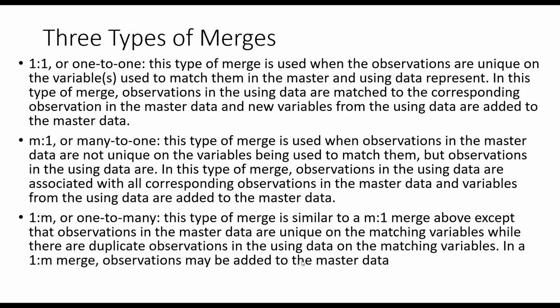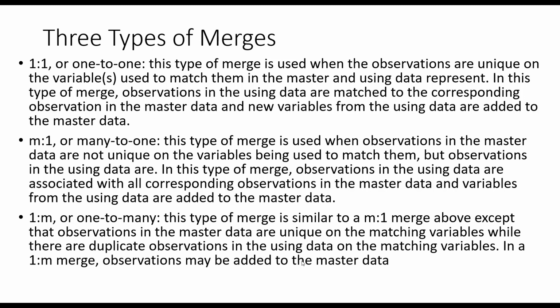The second type of merge is called a many-to-one merge. And this is the type of merge that is used when observations in the master data are not unique on the variable or variables being used to match the master and using data sets, but observations in the using data are. And so what this means is you have duplicates of your matching variable or variables in your master data, but not in the using data. And so what happens in this type of merge is, observations in the using data, because that's where it's unique, are associated with all of the corresponding observations in the master data, and then any new variables from the using data get added onto the master data.